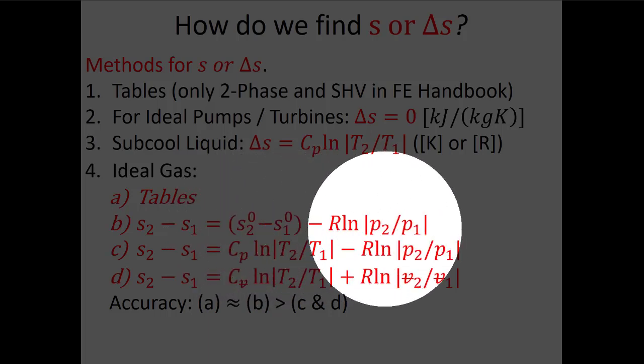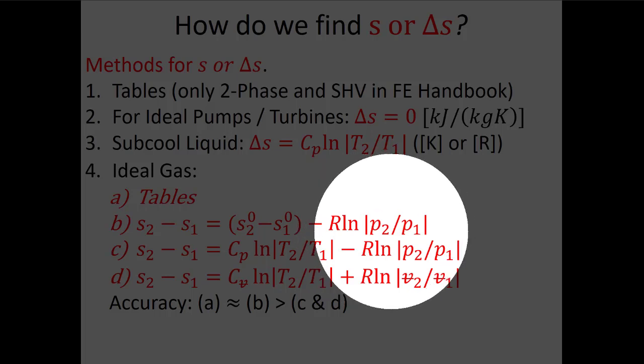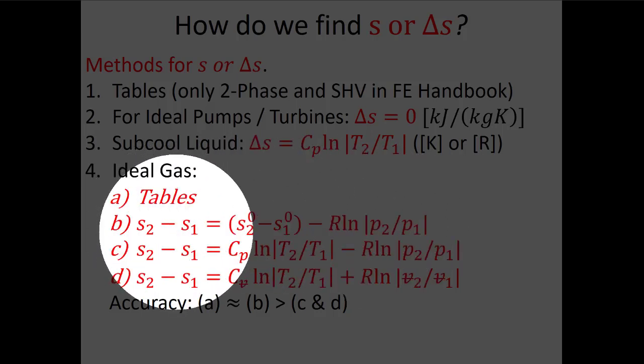But you also have a change in pressure, which we model with this second term, which is minus R. Remember, R is the specific gas constant, which is R bar divided by capital M. And that's going to be R times the natural log of P2 over P1. Again, this should be absolute pressures because they're not pressure differences. So that's how we get delta S from the tables.